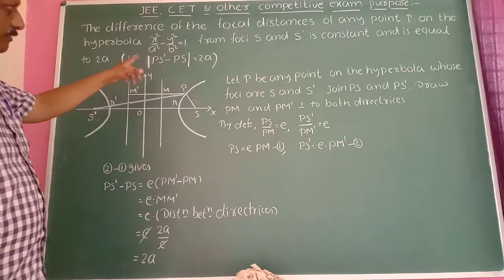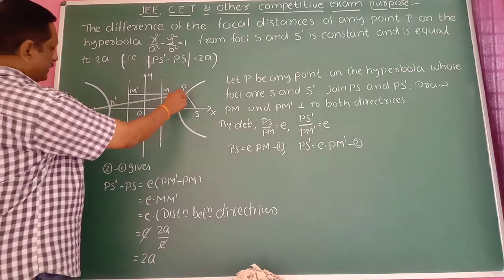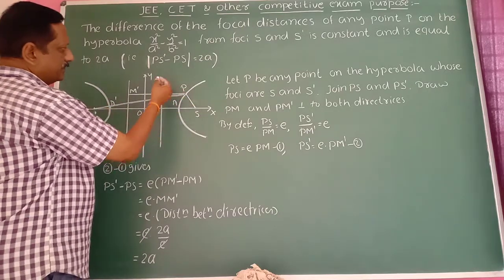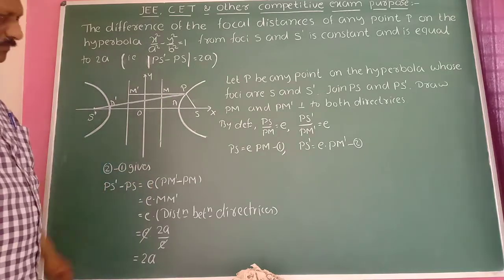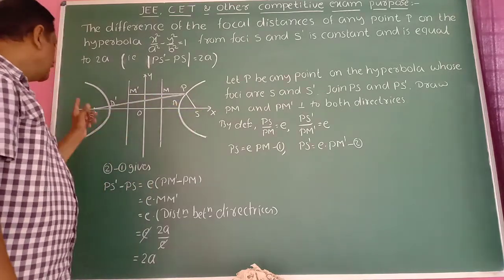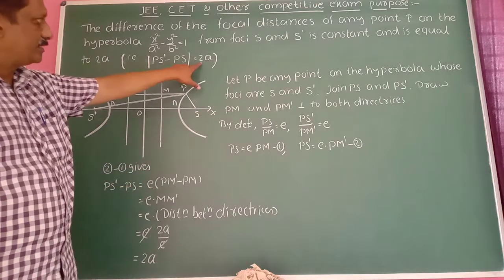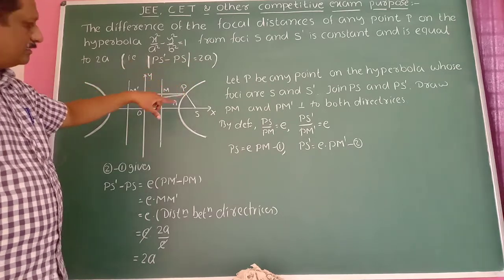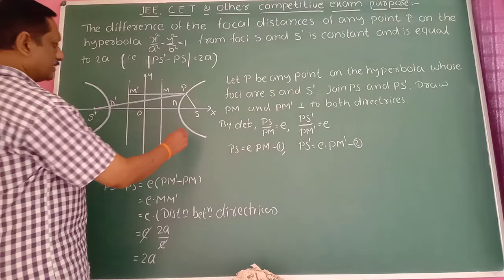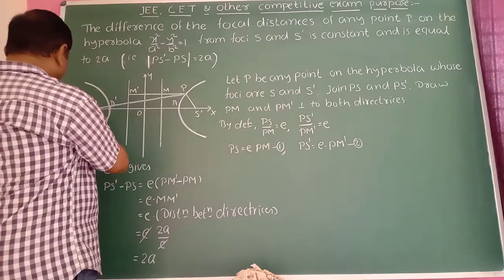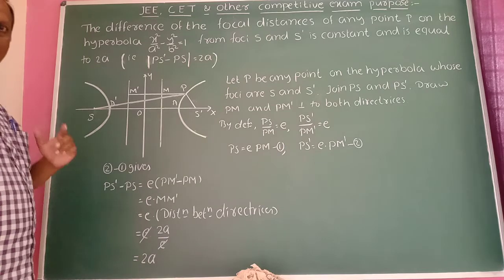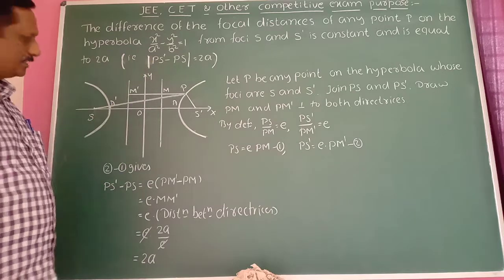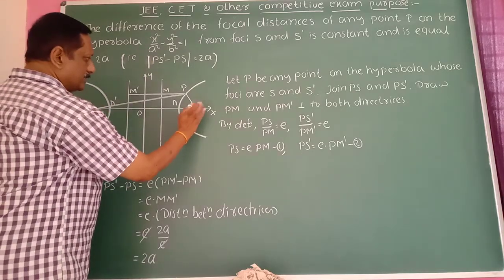We are taking the modulus here because we have PS dash minus PS. If PS dash is greater than PS, then obviously this result is true. Suppose PS is greater than PS dash; in that case it gives a negative value, but length is always positive. That's why we are taking the modulus. We don't know the diagram, so suppose in the diagram PS dash and PS are the other way around, we get a negative value, but length is always positive. That's why we take the modulus.